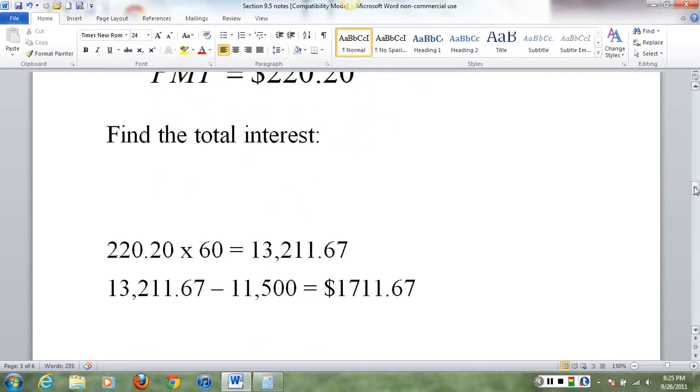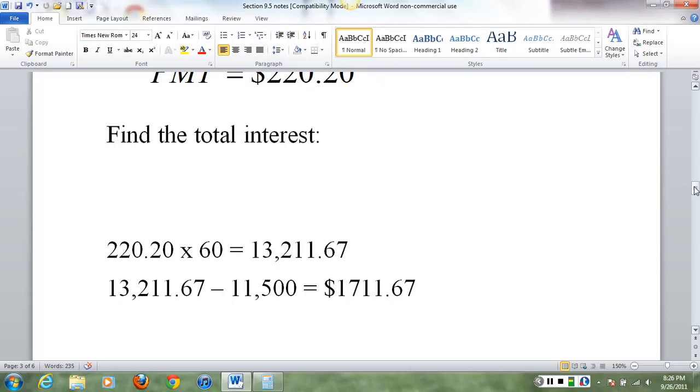To do that, we'll take our monthly payment times however many times we would have done it. Since we're paying 12 times a year for 5 years, that's 60 times over the course of 5 years. So if you pay that 60 times, that comes out to be $13,211. Remember, the loan amount is only for $11,500. So when you do the subtraction, that means you paid an interest of $1,711.67. So this is the amount paid in interest.